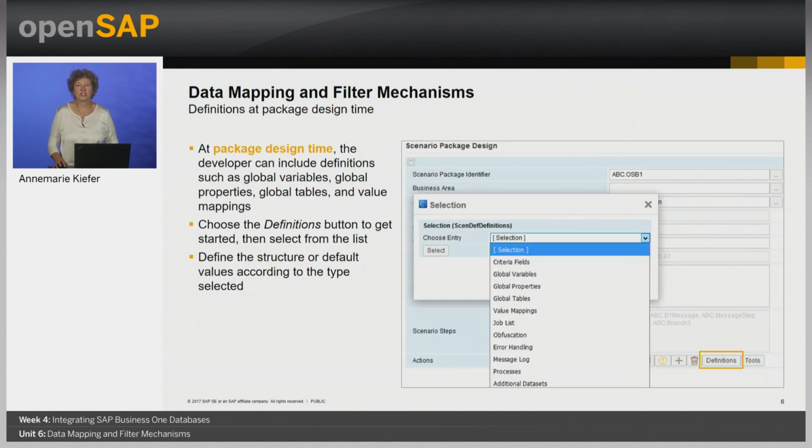To add definitions to the scenario package, choose the Definitions button in the scenario package design window. Then select the type of definition from the list and define the structure, variables or mappings with default values according to the type selected.